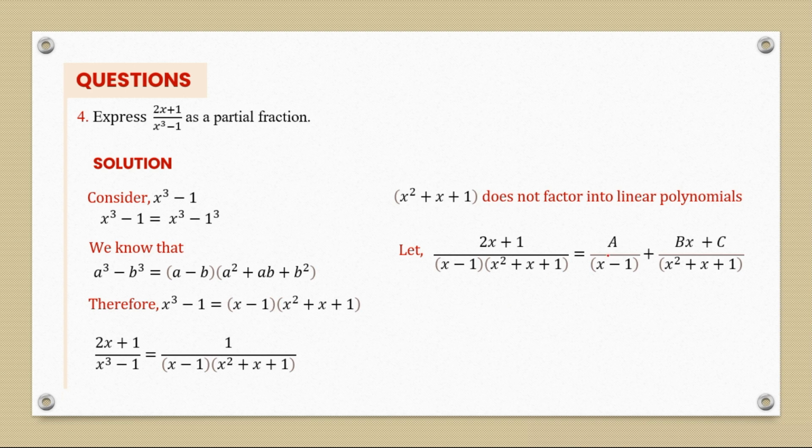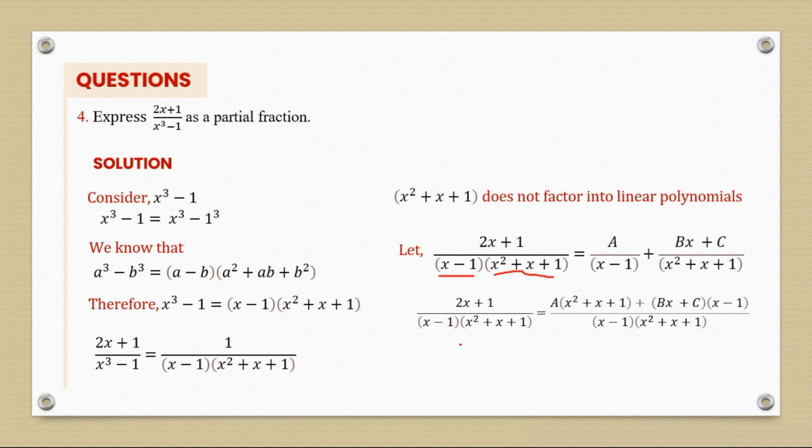So wherever there is this linear factor right here, we're going to have an a, and where there is this irreducible quadratic factor, we shall have bx plus c over that. So this is what we end up having. The LCM is this. So this divided by x minus 1 is x squared plus x plus 1, and then this divided by that, we'll have x minus 1. Multiply it there, and that's what we have.